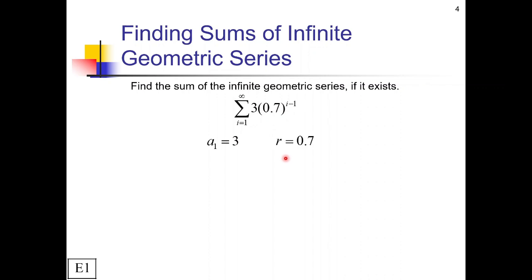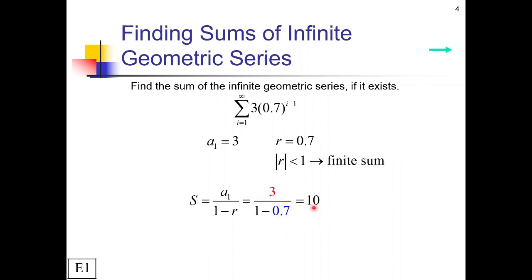Now, with that formula for the infinite series, and we know we need it because we've got infinity for the upper limit of summation, with that formula, we know that we have to check to see that absolute value of r is less than 1. 0.7 is less than 1. So this checks out. This means that we have a finite sum that we can now use our formula to find. Again, we've got s equals a1 over 1 minus r. So that's going to be 3 over 1 minus 0.7. And that's just going to be 3 over 0.3, which is 10.